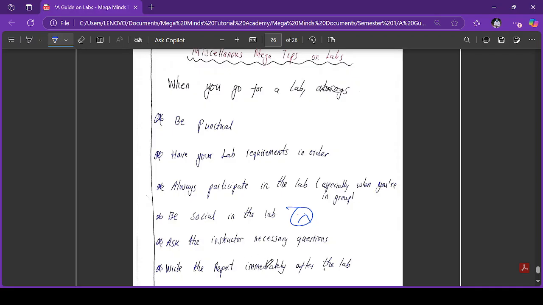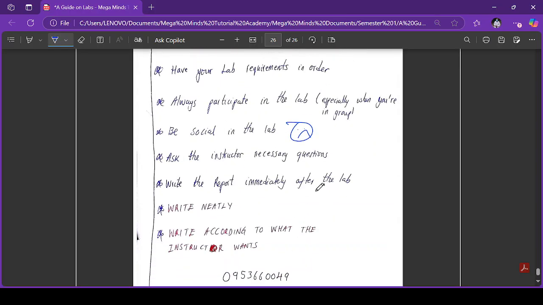And then write the lab report immediately after the lab. Those in natural sciences will be given a day, sometimes a few days, sometimes a week. That's the maximum. So ensure you write it as soon as possible. You don't want to keep the lab report waiting. For those in medicine, pharmacy and biomed, you'll be given a minimum of 1 week, sometimes 2 weeks. Just don't take too much time. Write the lab report while the things are fresh.